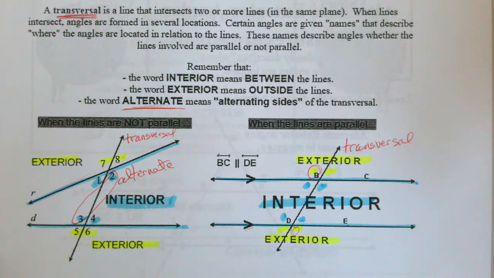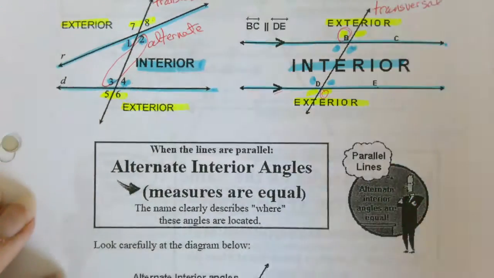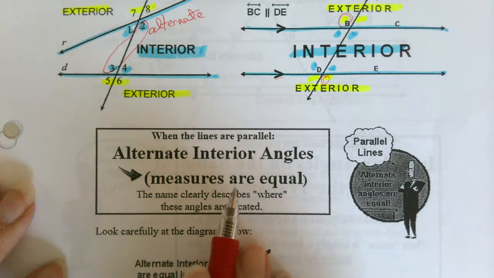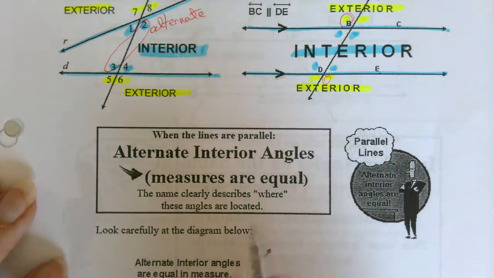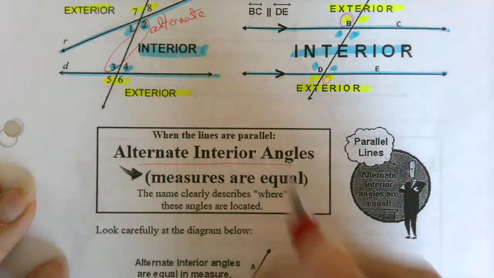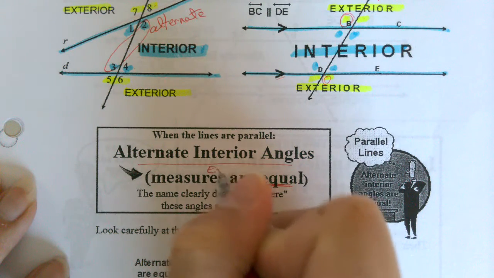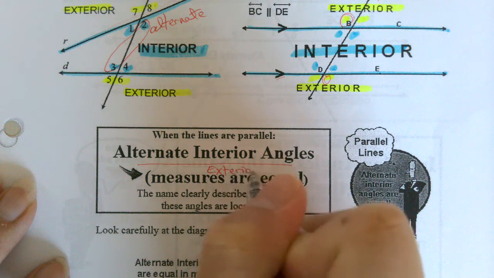Then we already have a whole bunch of the terms that we understand. So when the lines are parallel, alternate interior angles have an equal measure. So this is one of the facts that we need to know. So alternate interior angles, the measures are equal. That's also the same with alternate exterior. So I'm just going to add that in there.